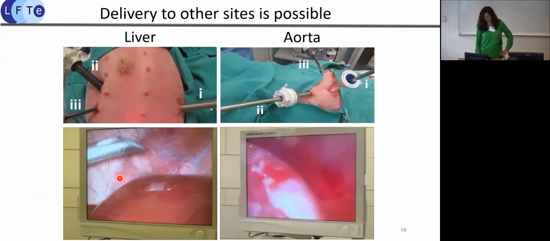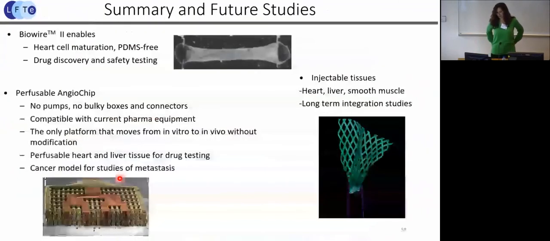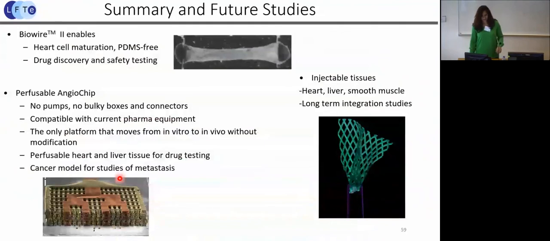And so just in summary and future studies, I showed you basically three main technologies from our lab. One of them was BioWire, which is used for heart cell maturation. It's PDMS-free. We saw several perfusible technologies that can be used to make vascularized heart, liver, and cancer tissue. And we also looked at these injectable tissues, and we really have to do more long-term studies there.